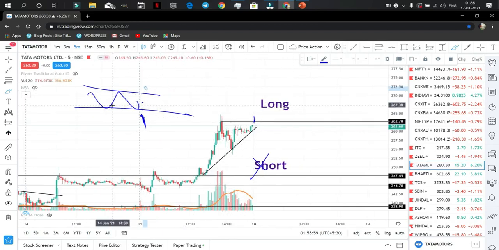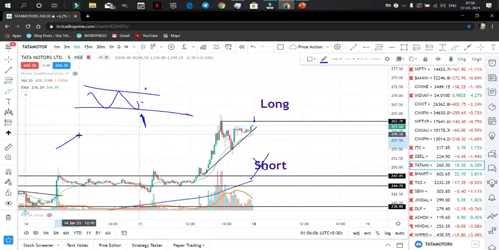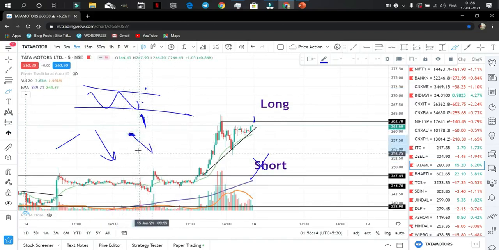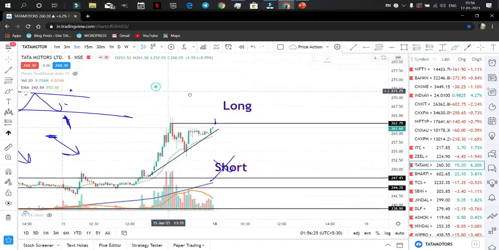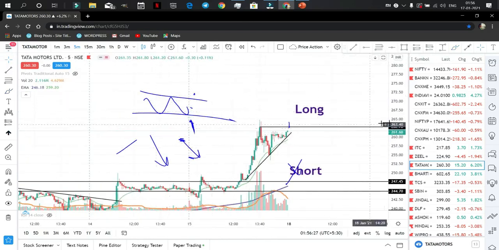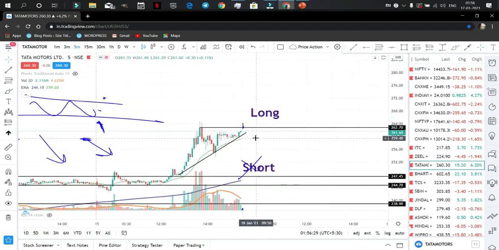So I'm not trying to predict the market over here, and I don't really care if the market goes up or down, because if the market goes up, we'll take a long trade. If the market goes down, we'll take a short trade. If the market opens flat, even then I'll be more inclined towards taking a short trade, because personally I love taking short trades, as my probability of success is higher and my risk reward ratio is also better in short trades. So this is the game plan for Monday, and our analysis holds true for Monday.